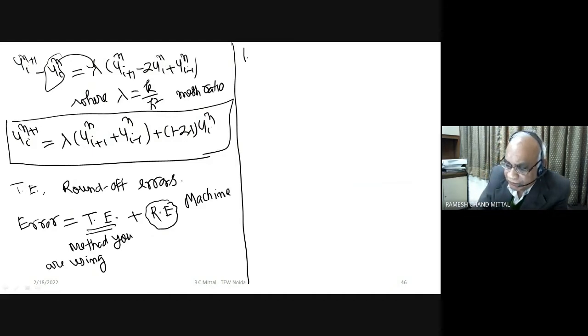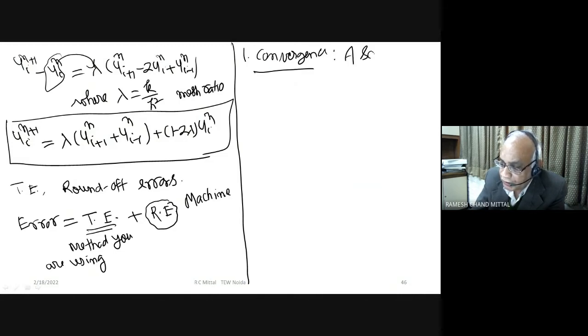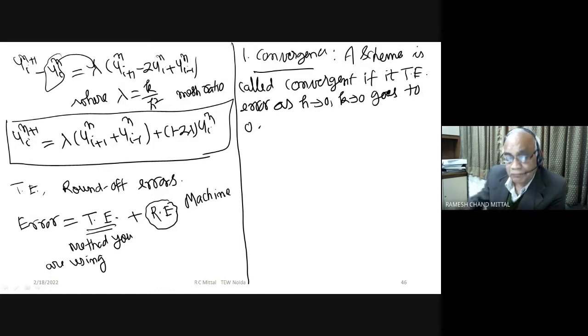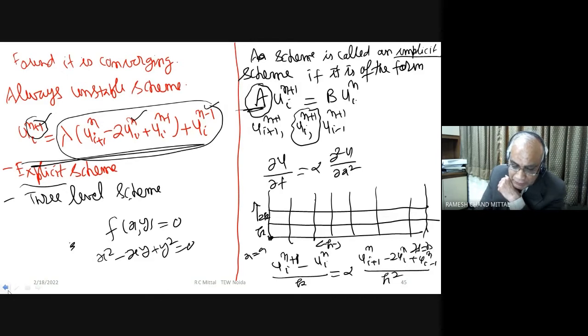So I just define, say, convergence of a scheme. A scheme, I say a finite difference scheme, is called convergent if its truncation error goes to 0 as h tends to 0, k tends to 0. So as you take a small step length h and k, the truncation error should be 0. Indeed, if you see this scheme designed the way Richardson designed, nothing is wrong in it. It may be convergent, I say.